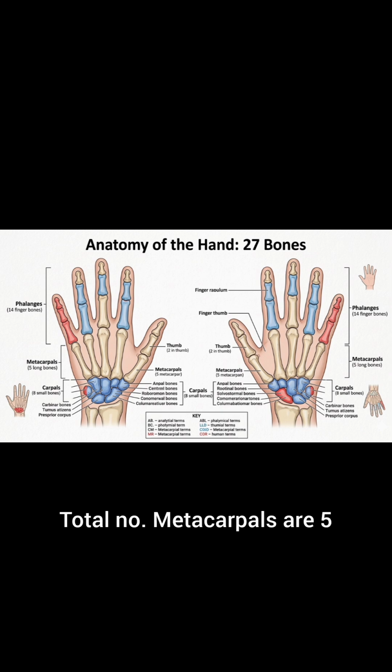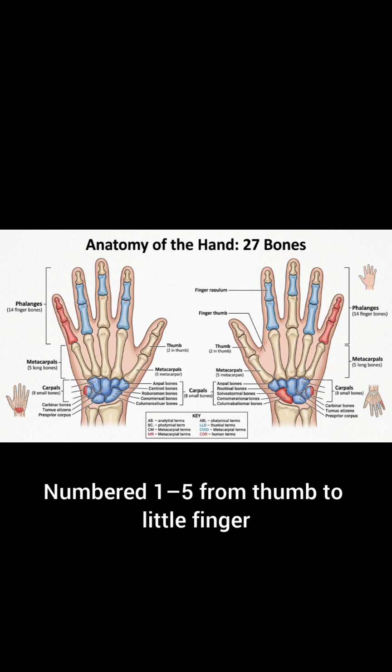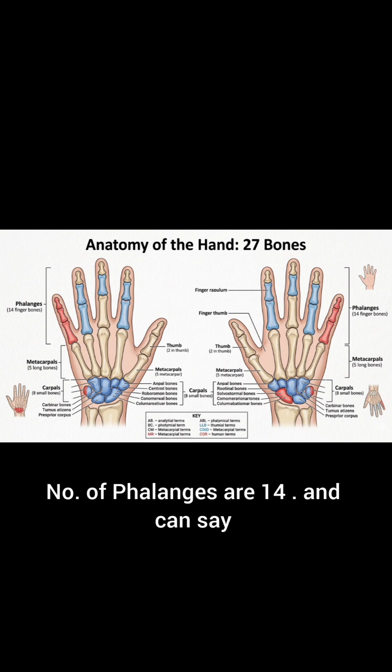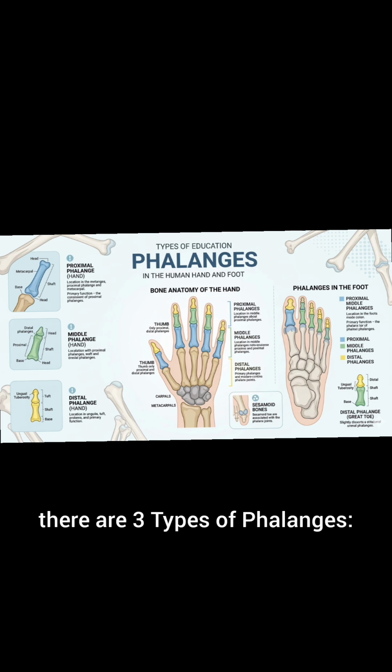Total number of metacarpals is 5. They form the palm of the hand, numbered 1 to 5 from thumb to little finger. Number of phalanges is 14, and can say bones of fingers. There are 3 types of phalanges: proximal phalanx, middle phalanx, distal phalanx. Important: thumb has only 2 phalanges. Other fingers have 3 each.